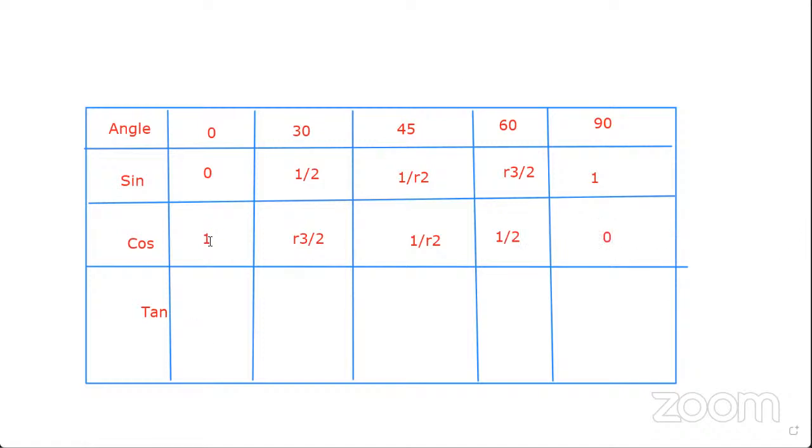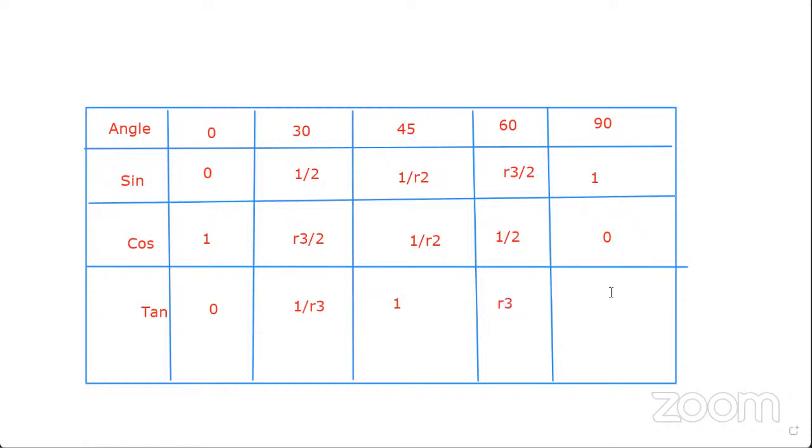And for tan, tan means sine divided by cos. You can divide and get the answer. 0 divided by 1 is 0. And for these two, if you divide, 2 and 2 get cancelled, so 1 over root 3. And if you divide the same values, it will be 1. And 2 and 2 getting cancelled, it will be root 3.